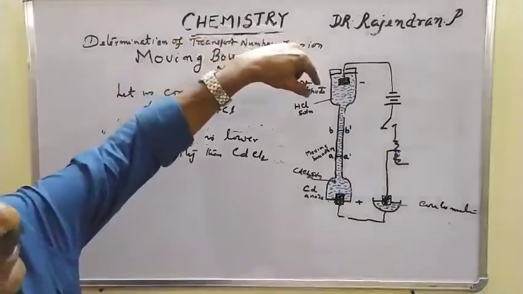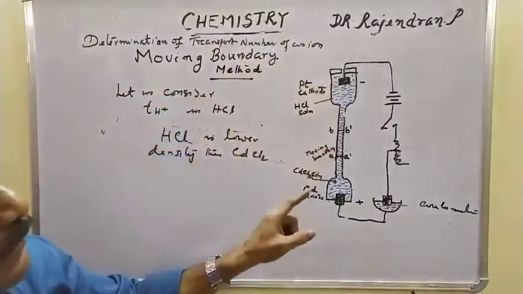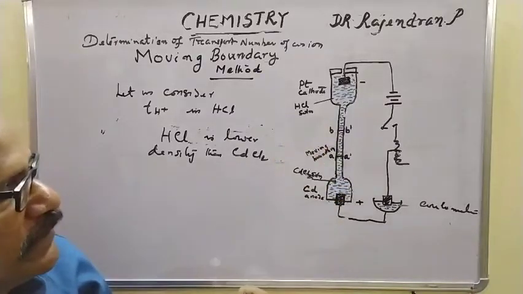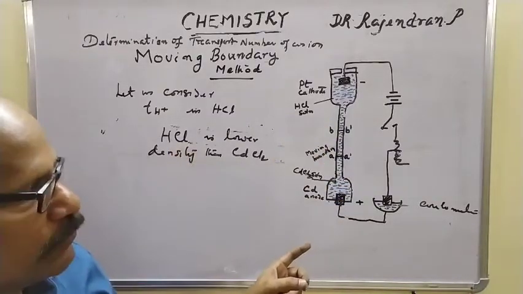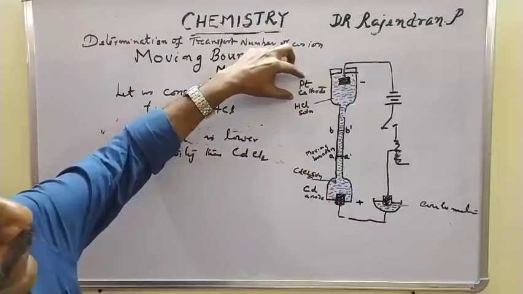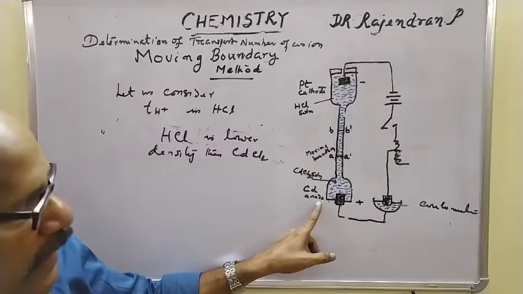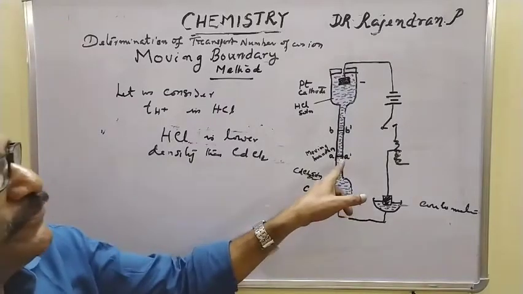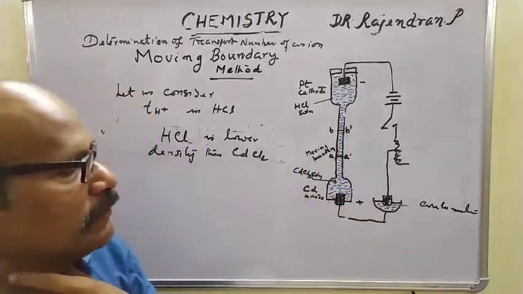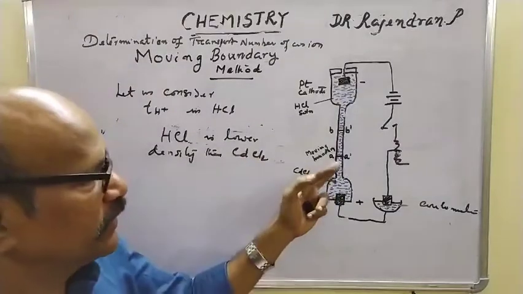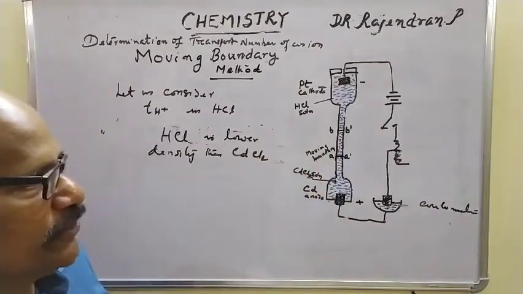The electrolyte solution consisting of HCl and cadmium chloride is taken in the vessel. It is filled in the tube and is arranged in the vertical position. A platinum strip is acting as the cathode, and a cadmium anode is acting as the anode. There is a well-defined boundary between HCl and cadmium chloride. The upper layer is HCl. Above the boundary is the HCl solution, and below the boundary there is cadmium chloride solution.